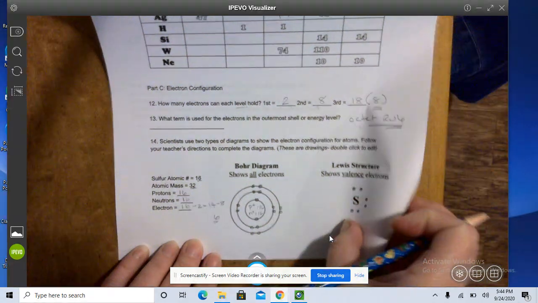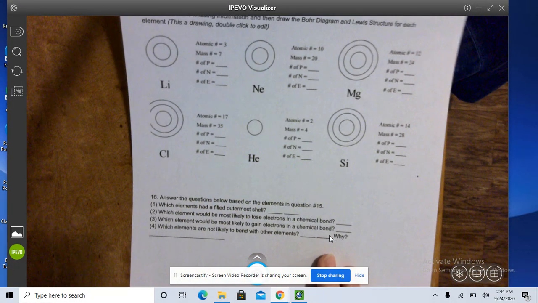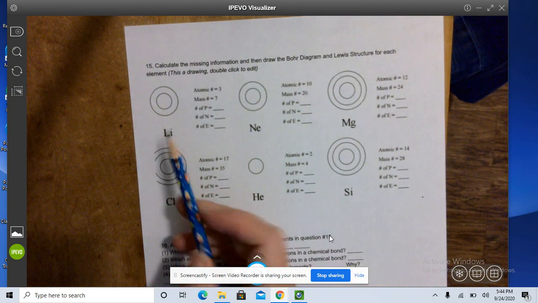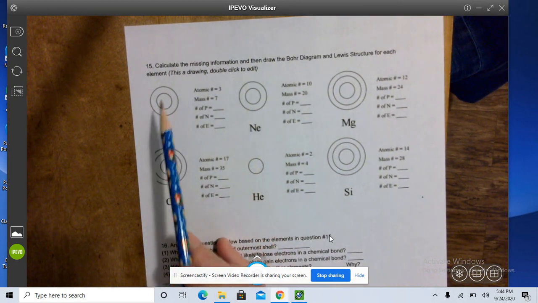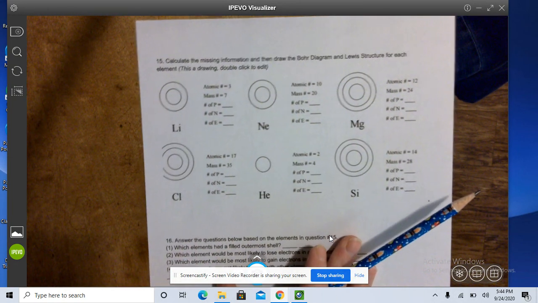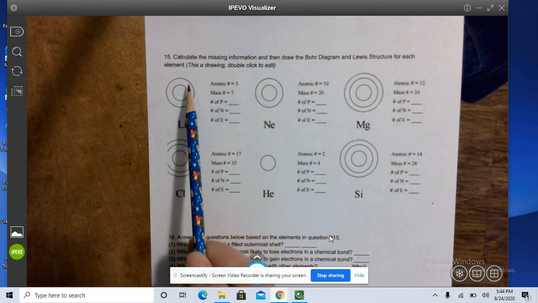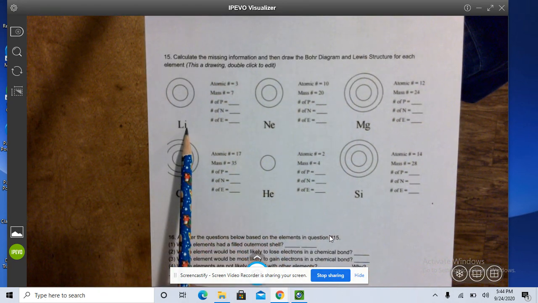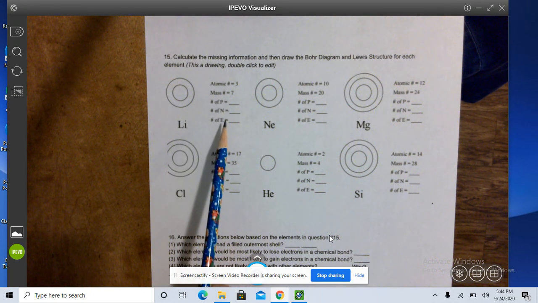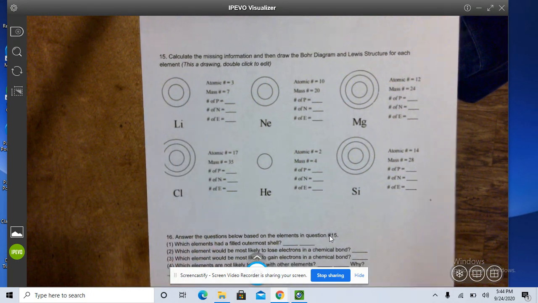On the next page, you're going to do a few more examples of that, where you're going to be drawing each one both as the Bohr structure, which is the one with all of the protons, neutrons, and electrons drawn, and you're also going to do the Lewis structure. Some people keep forgetting that, as well as filling in the protons, neutrons, and electrons for each one.